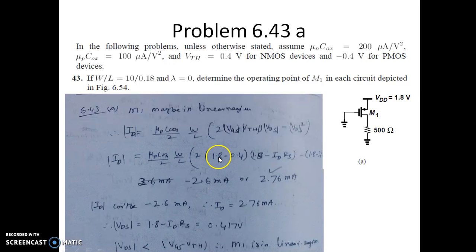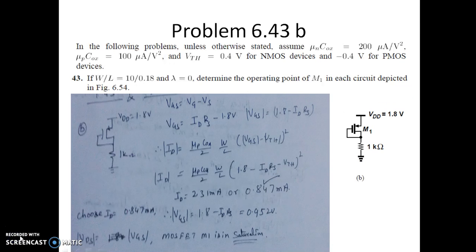So as we can see now, since this 0.417 volts is less than VDS sat, how much is VDS sat? So VDS sat is actually 1.4 volts. So this is VDS sat, 1.8 minus 0.4, which is 1.4. So as we can see that since VDS is less than 1.4 volts, like 0.417, the MOSFET is in linear region.